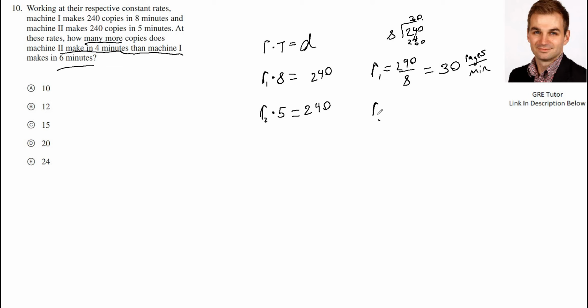Machine 2, the rate for machine 2, is 240 divided by 5. Alright, so 240 divided by 5 is, 5 goes into 24 4 times, remainder of 4, bring down the 0, 5 times 8 is 40, so it's 48. So that is equal to 48 pages per minute.